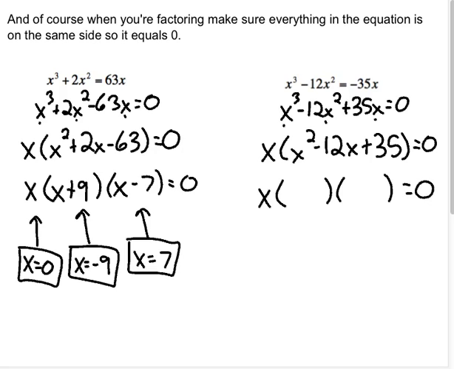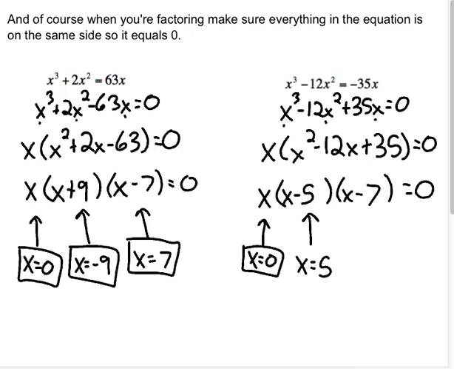So multiplies to 35, adds to negative 12. What that's telling me is I'm looking for two negative numbers, because that positive is telling me I'm looking for numbers of the same sign. The negative tells me that those two numbers are going to be negative. So negative 5 and negative 7. Then take each piece and tell me what 0 it came from.